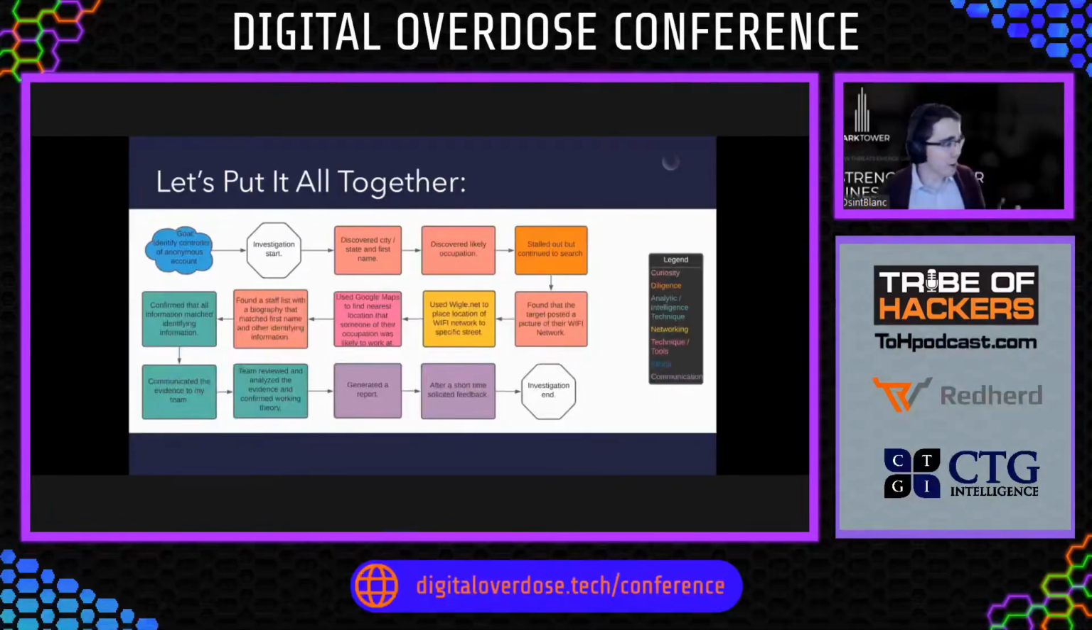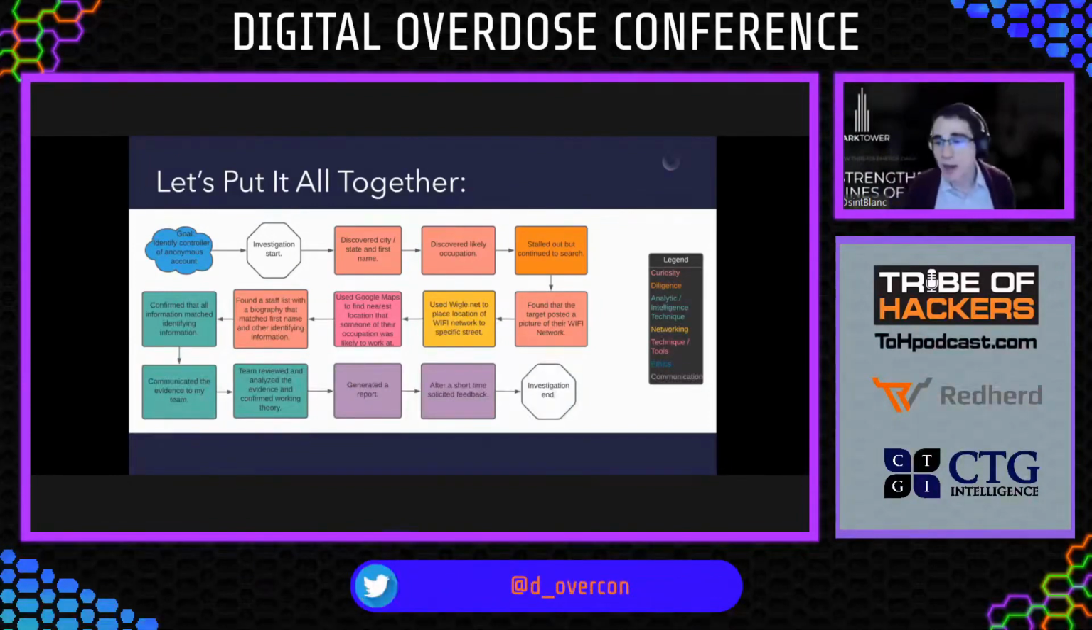I want to put it all together now. This is an actual investigation that I did. I've obviously removed a lot of the details so as not to dox anyone. At the beginning of the investigation, and you'll see that in the blue cloud, my goal was to identify the controller of an anonymous account. That's the beginning of our investigation, and that's my ethics piece. Is that an ethical decision? Is that an ethical thing to do?